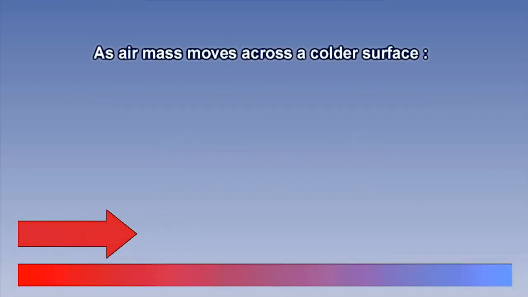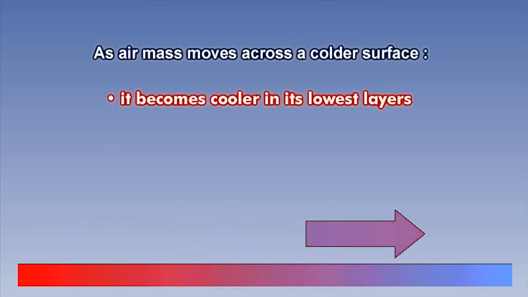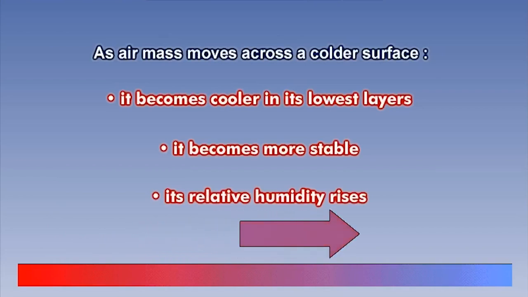Conversely, if air moves from its source region to a colder part of the globe, it will be cooled from below, decreasing the lapse rate, and hence become more stable. As a result of the cooling, the relative humidity will tend to increase.